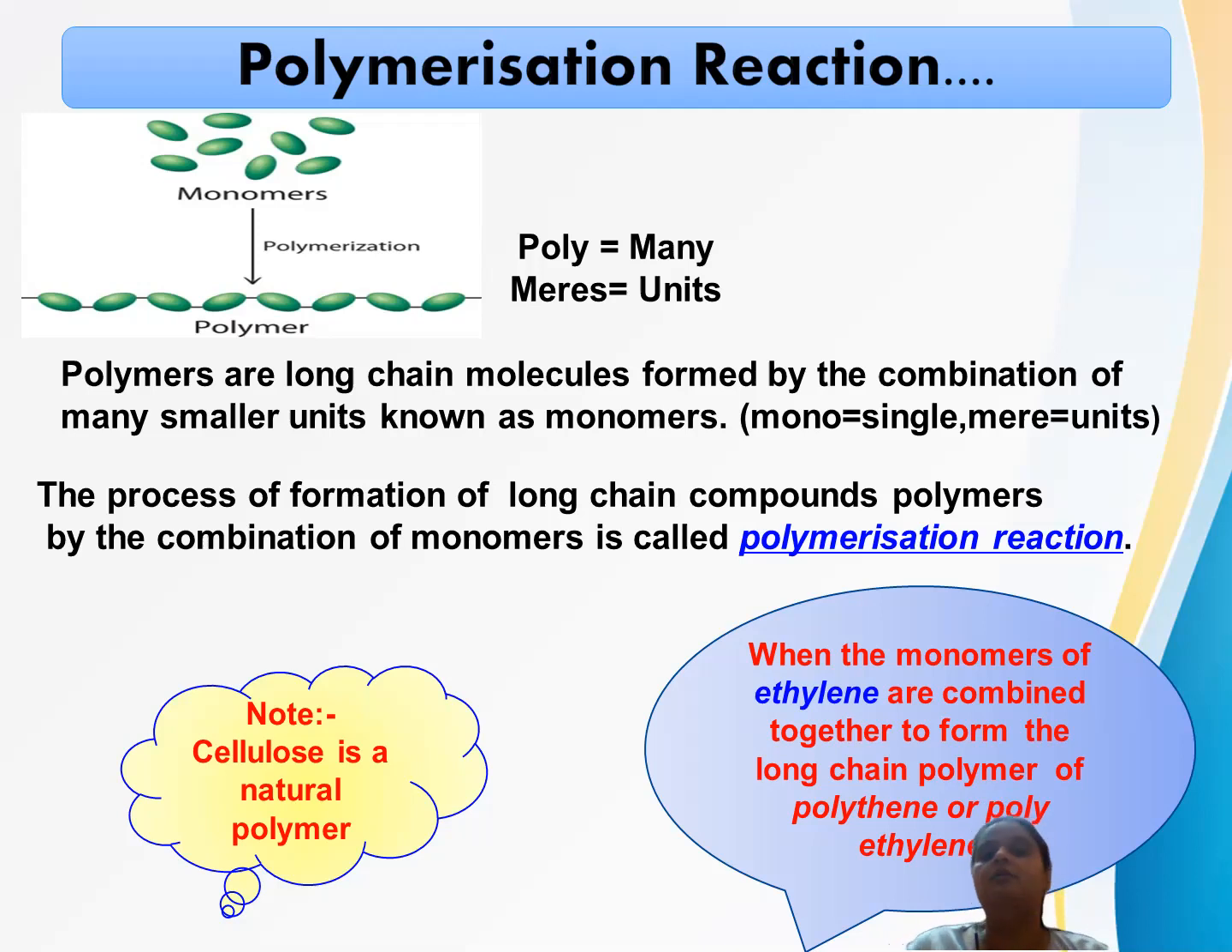How are we getting cellulose? From the monomers of glucose units. So not only synthetic but natural polymers are also made from monomers. For example, cellulose in cotton is a polymer, and the monomer involved in cellulose is glucose. Another example: when monomers of ethylene are combined together, they form a polymer. It is synthetic. Which polymer do you get? Polythene, which is useful in daily life. You use it to carry things and to hold things.